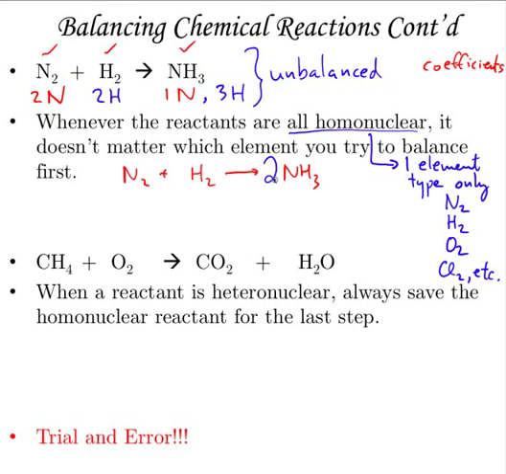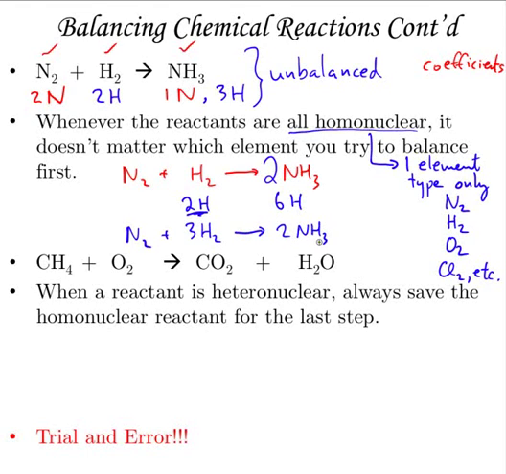Well, now I have 2 hydrogens on the left, and I have 6 hydrogens on the right. And so basically, we ask ourselves, what multiplied by 2 is going to give us 6? And so the answer is going to be 3. And so my balanced chemical equation is going to be N2 plus 3H2 goes on to form 2NH3.